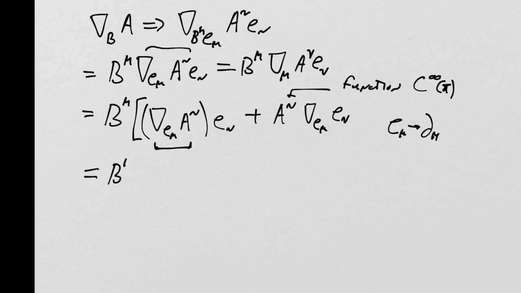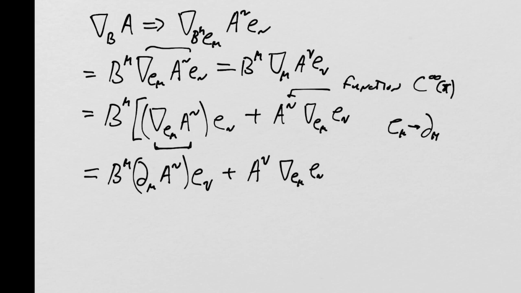So this becomes B mu times the muth partial derivative of A nu, expressed with the vector basis E nu, plus A nu, and then we have this thing, the covariant derivative of E nu with respect to E mu. So it's this guy that we can't really reduce any further, right? So we're sort of stuck with that.